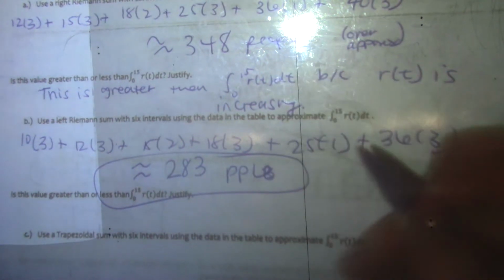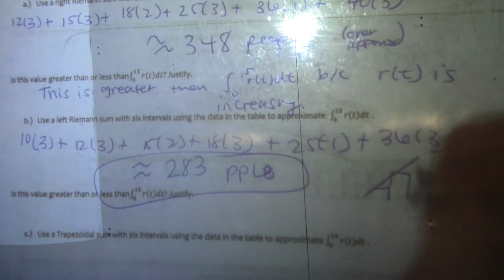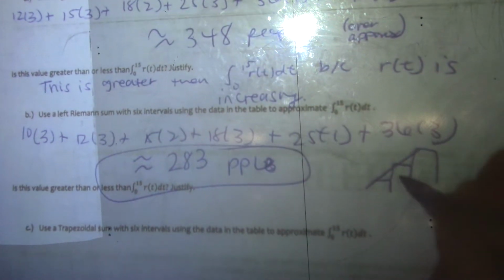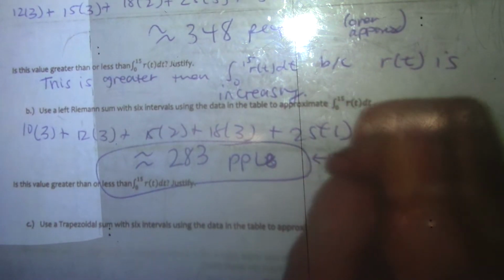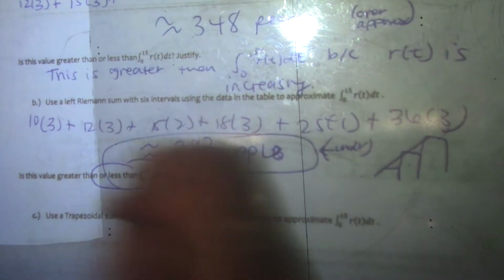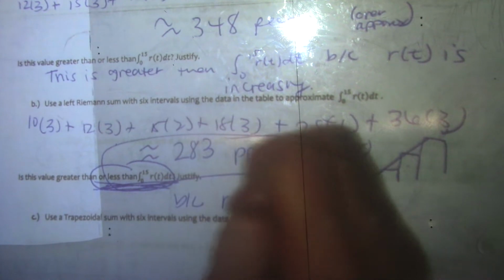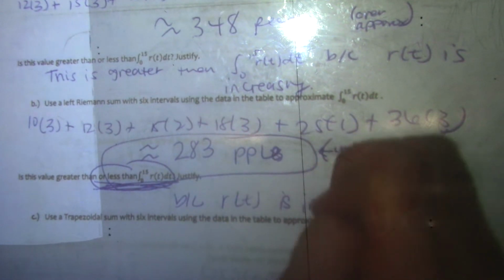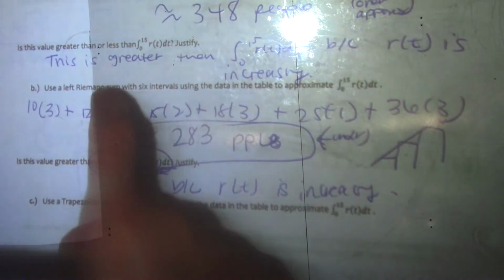Here, this one is still increasing, and I did a left Riemann sum. A left Riemann sum will always be an under approximation for something increasing. So because this is an under approximation, this is going to be less than this value. And your reason is because r of t is increasing. If it was decreasing, the right Riemann sum would be an under and the left would be an over.